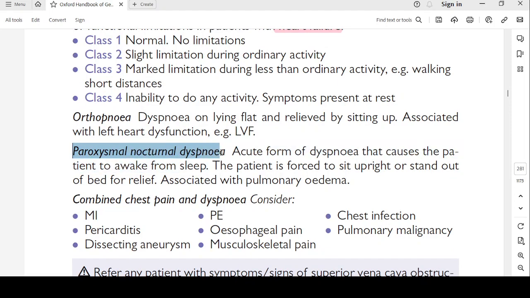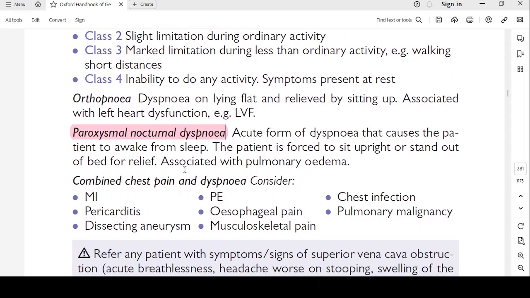Paroxysmal nocturnal dyspnea: an acute form of dyspnea that causes the patient to wake up from sleep. The patient is forced to sit upright or stand out of bed for relief. It is associated with pulmonary edema. PND is associated with pulmonary edema.